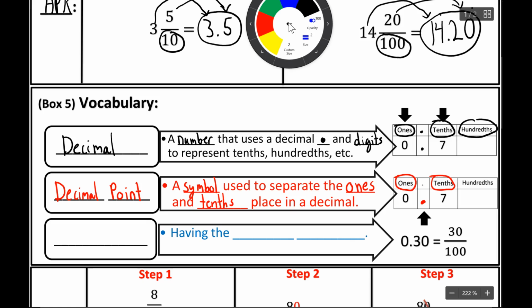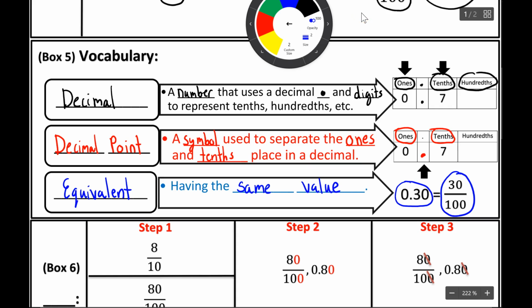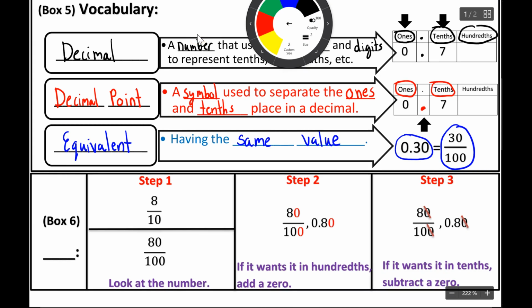And then lastly, we have equivalent, okay? Equivalent means having the same value or the same amount, okay? As in this case, I have 0.30, which is equal to, in fraction form, 30 over 100ths, okay? And essentially, I'm just renaming it, right? I'm taking the same number and I'm just writing it differently. I'm just renaming that.